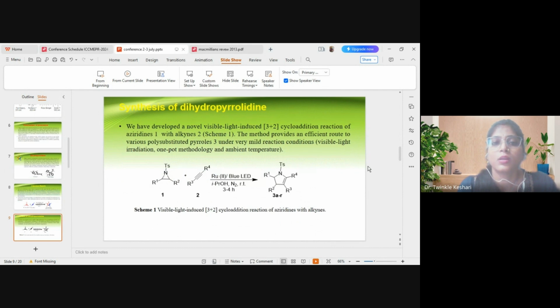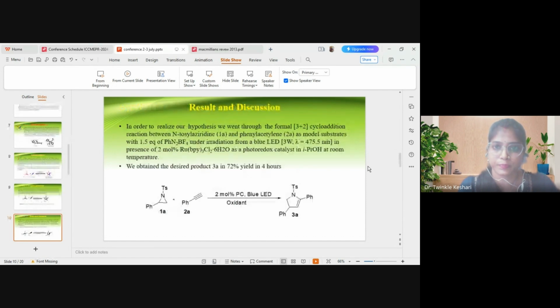So we have used aziridine with alkynes for 3+2 cycloaddition in the presence of a ruthenium photocatalyst, in the presence of blue LED, nitrogen atmosphere, at room temperature to give our product. Our model substrates are N-tosyl aziridine 1a and phenyl acetylene in the presence of blue LED, with a wavelength of 475.5 nanometers, and the photocatalyst which we have used here is 2 mol% of ruthenium bipyridyl chloride photoredox catalyst.